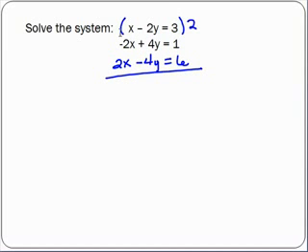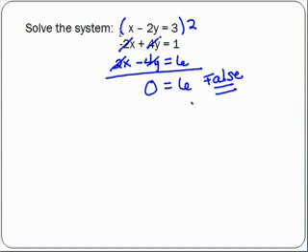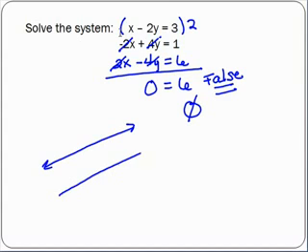I go to combine, sure enough, the x's cancel out, and the y's, oh, they cancel out also. So that leaves me 0 over here. So I end up with 0 is equal to 6, because that is a false statement. Then that means there is no solution. So the scenario for this one then, if there's no solution, they have no points in common, is that those two lines are parallel.